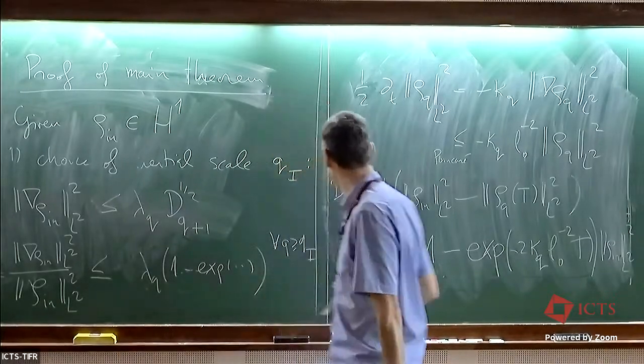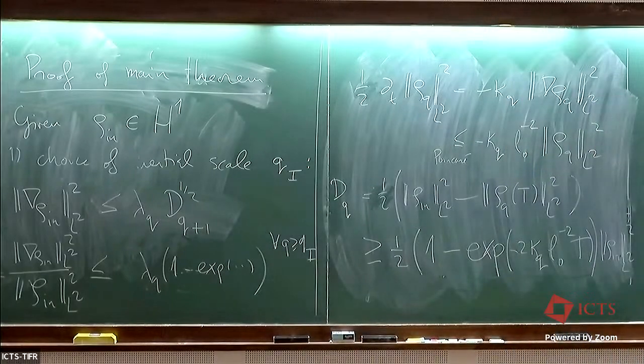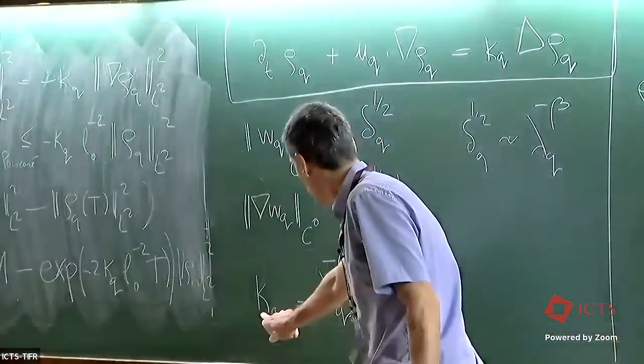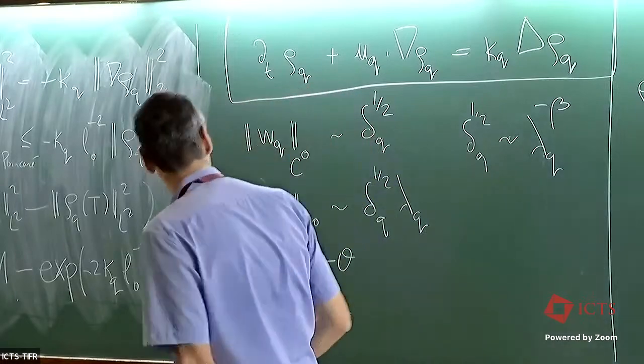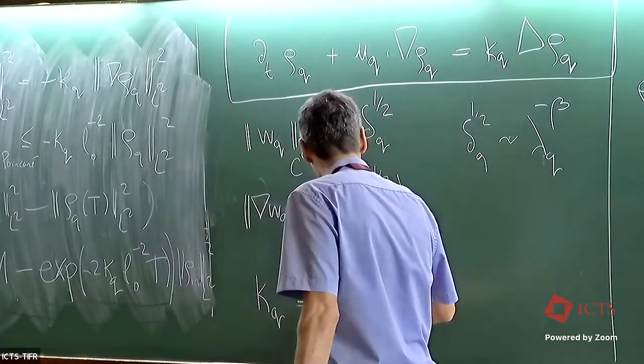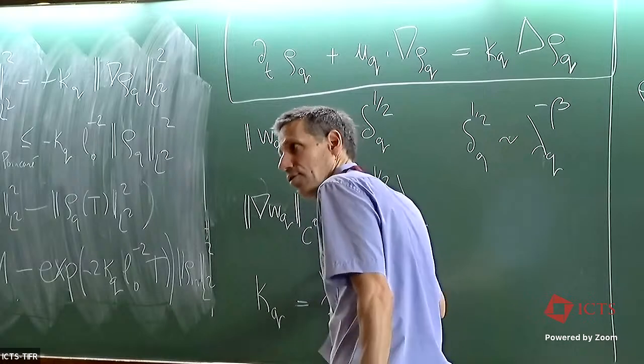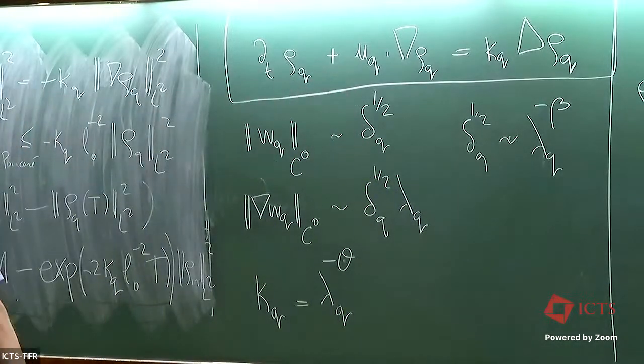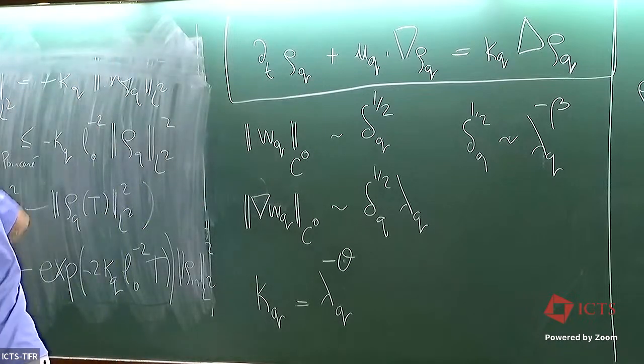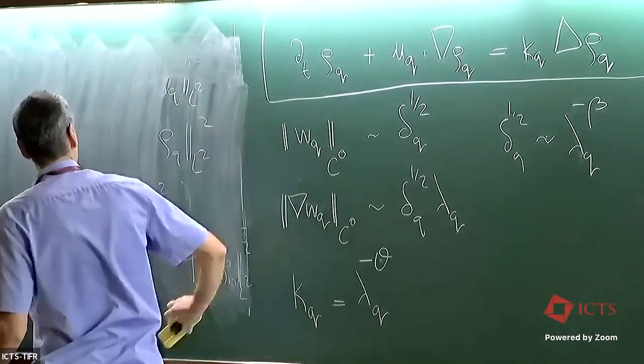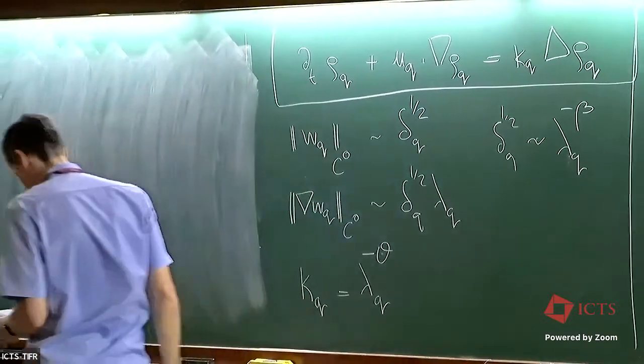And that computation just involves putting in this expression for kappa q, and okay. You need to be a bit more precise about what is theta. Okay, so that's the first step. And the second step is to modify the initial data.